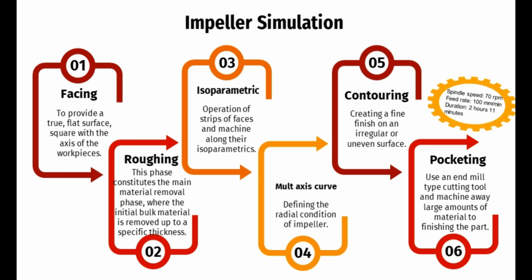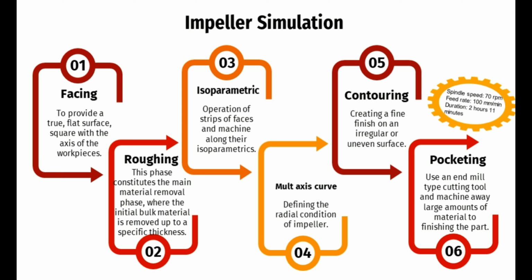Secondly, roughing machining. This phase constitutes the main material removal phase where the initial bulk material is removed up to a specific thickness. Thirdly is isoparametric machining. This process is the operation of strips of faces machined along their isoparametrics. Next is multi-axis curve machining. This phase is to define the radial condition of the impeller.